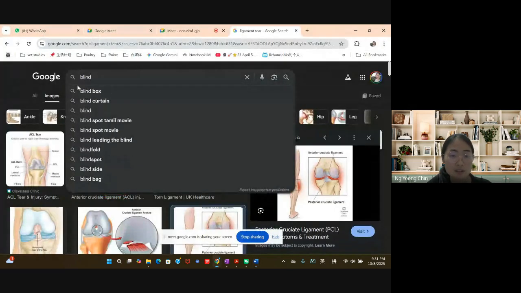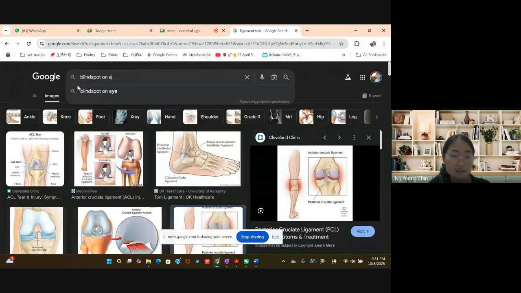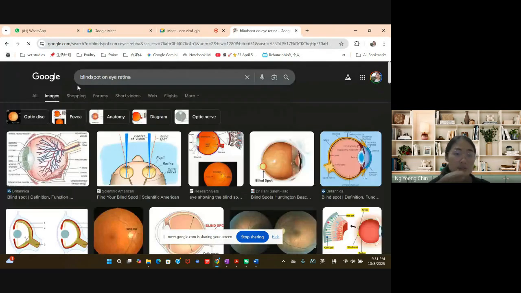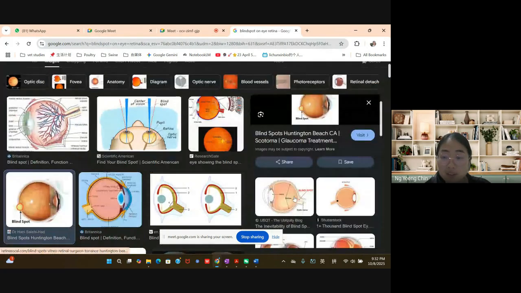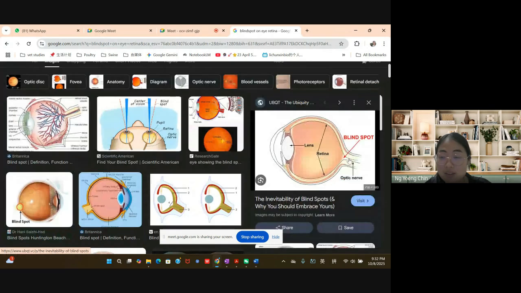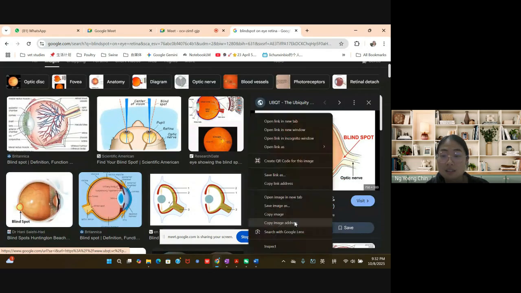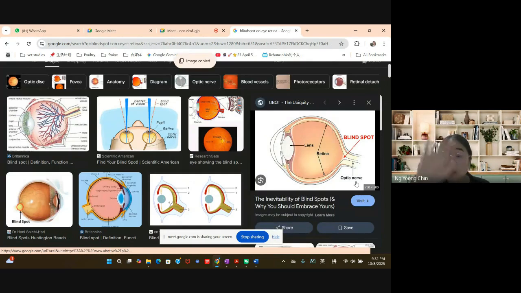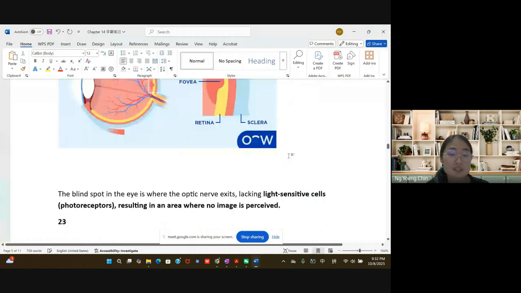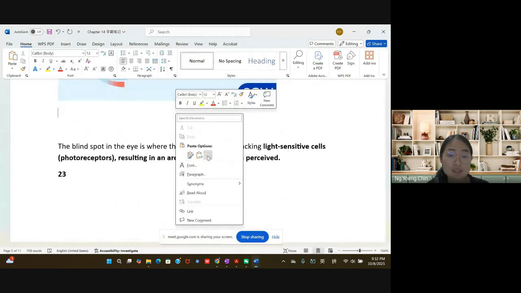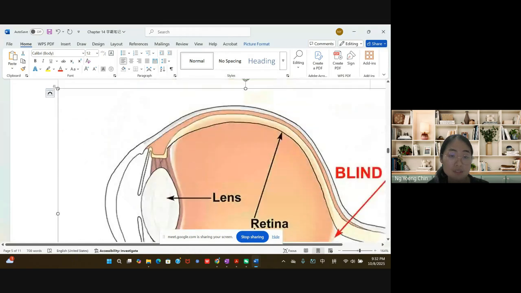The blind spot on the eye is at the retinal area. See, here. Here will be the blind spot, which is the location where the optic nerve exists. At the blind spot, you totally don't have the rods and the cones. That's why you cannot detect anything. There will not be any kind of photoreceptor. I put it here, the blind spot.